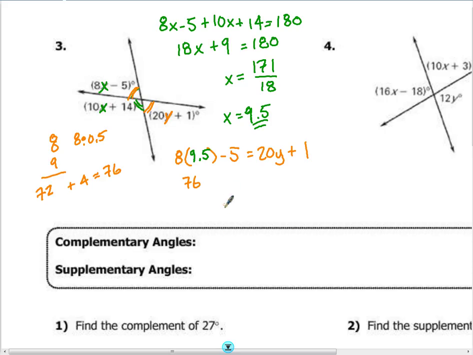So, let's go ahead now and simplify this. 76 minus 5 gives me a 71. Let's take away 1 from both sides, so that gives me 70 is equal to 20y. And when I divide 70 by 20, I get y equals 3.5. Yes, there we go. That looks good. So, I'm going to box my two final answers. X is equal to 9.5, y is equal to 3.5, and we're good to go.